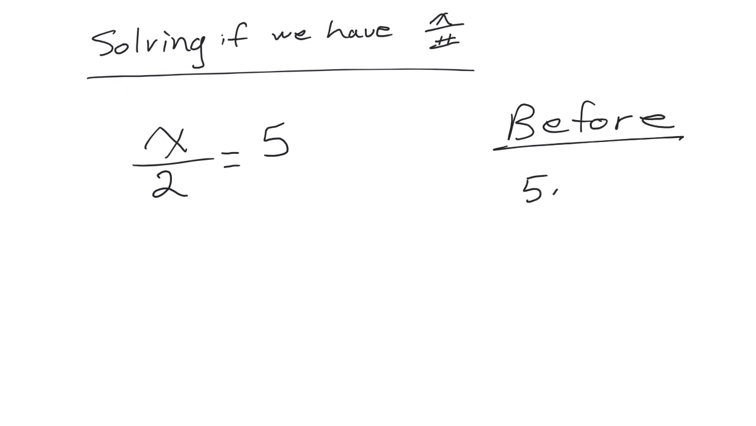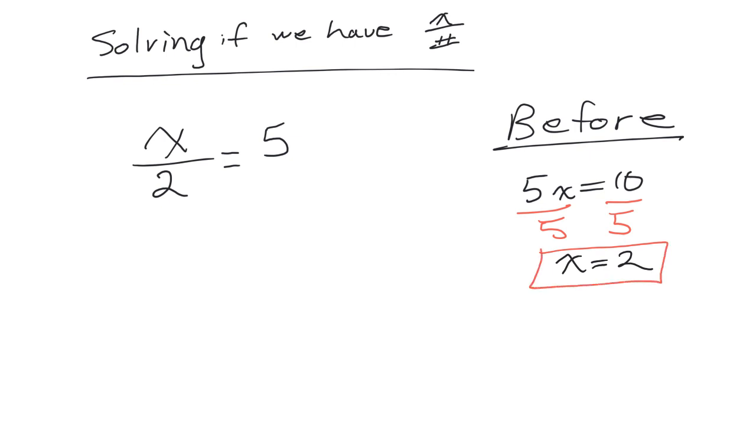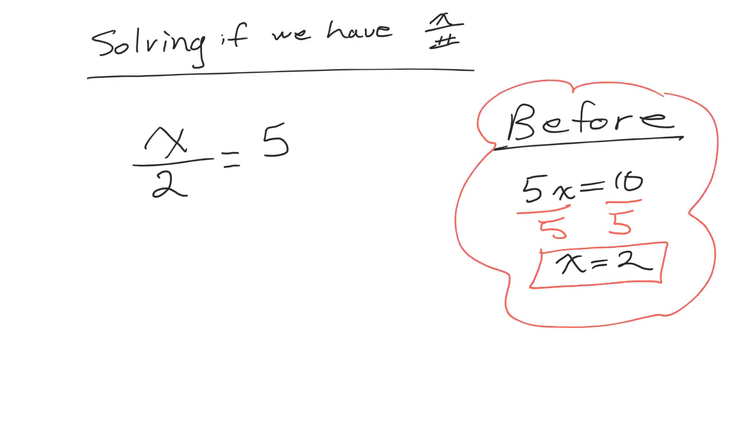We had 5x is equal to 10. What we would normally do is we would divide both sides by 5 to get rid of this 5 that was here. Okay? Now, that 5 that was there, when you divide out the x, the 5x becomes x, and then we have 10 divided by 5, which is 2. And that is what we get for our answer. And that's what we used to do from before.